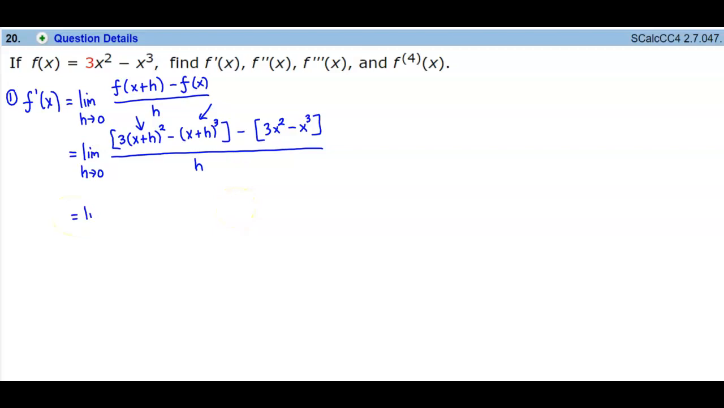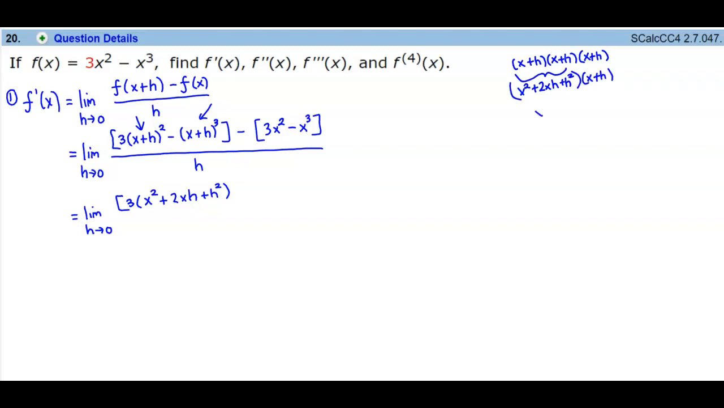So we have the limit as h approaches 0, and that's 3 times x plus h squared. If we FOILed that, we would get x squared plus 2xh plus h squared. And since we know that x plus h squared gives us this result, x squared plus 2xh plus h squared, now we want to multiply it by another x plus h.